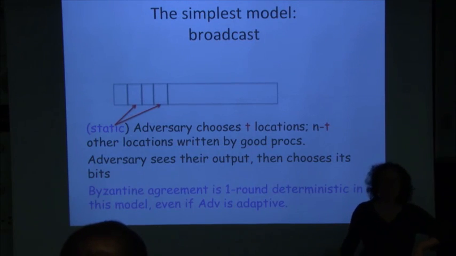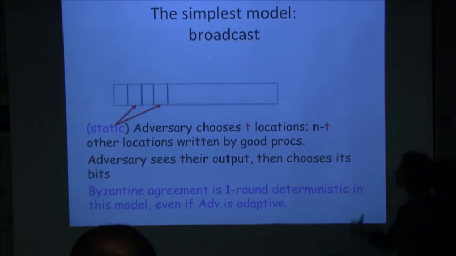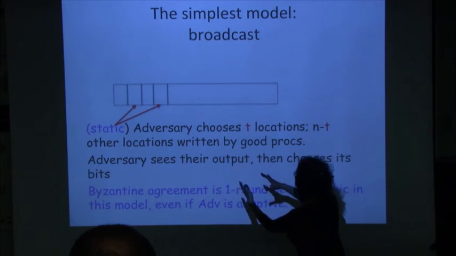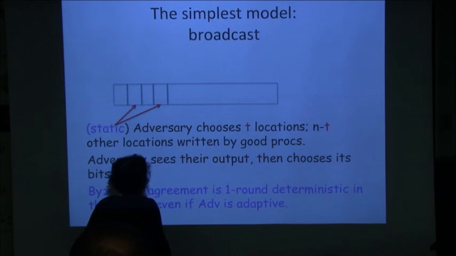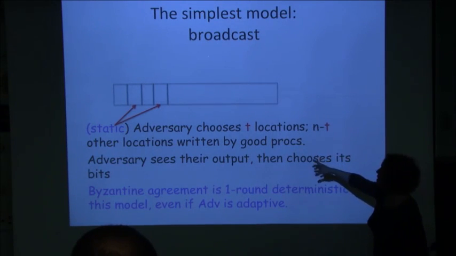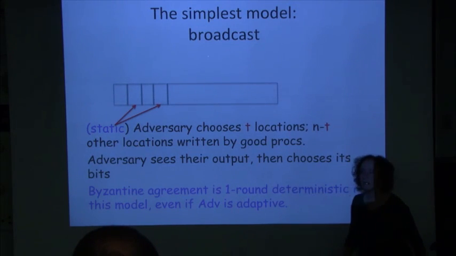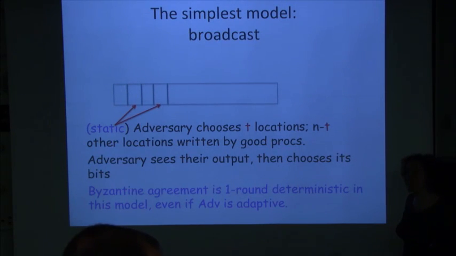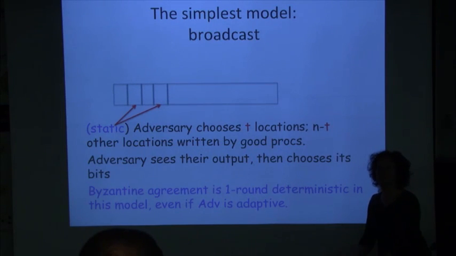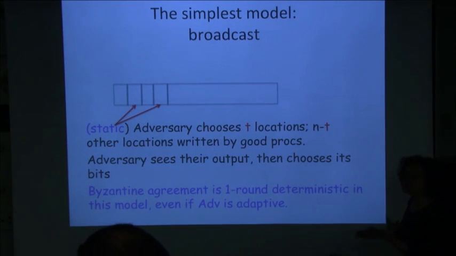Okay. So the simplest model is the broadcast model. In the broadcast model, there's an adversary, at least the way, there's a static version of the broadcast model, where the adversary chooses, so you have an array, and this is a one-round broadcast model. This is the simplest thing you can ask. The adversary chooses t locations. And then there are n minus t locations written by other good processors. The adversary sees their output, and then it chooses its bits. Each processor has a square. It writes to the square. Processor i writes to square i. And the adversary has already reserved some locations. It writes to those locations after it sees the output of the other people.